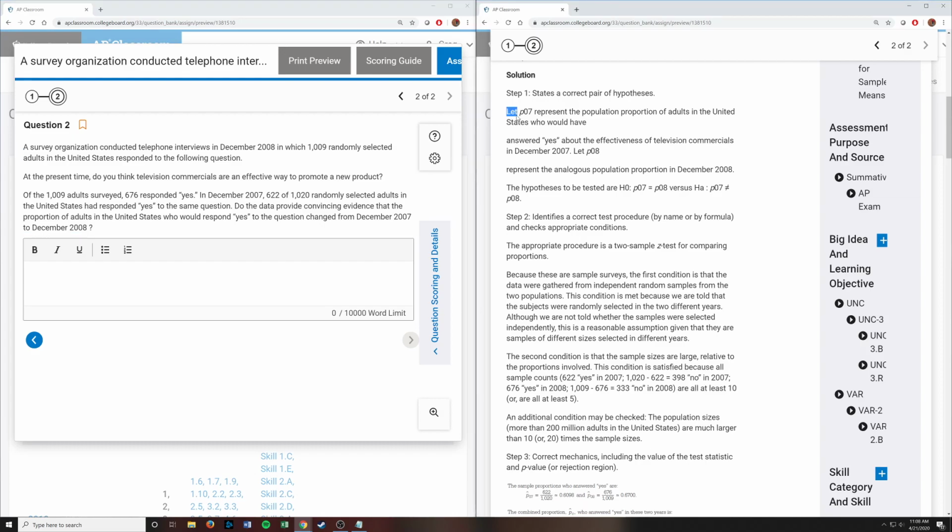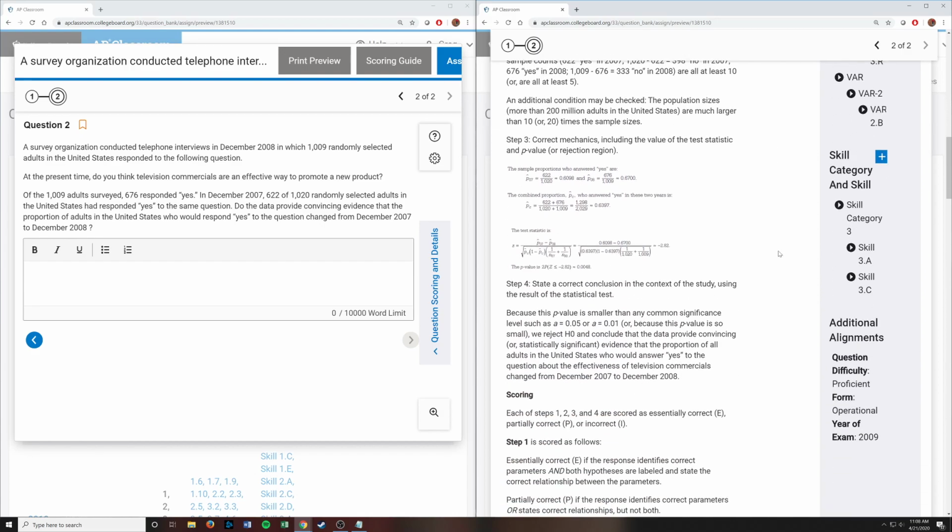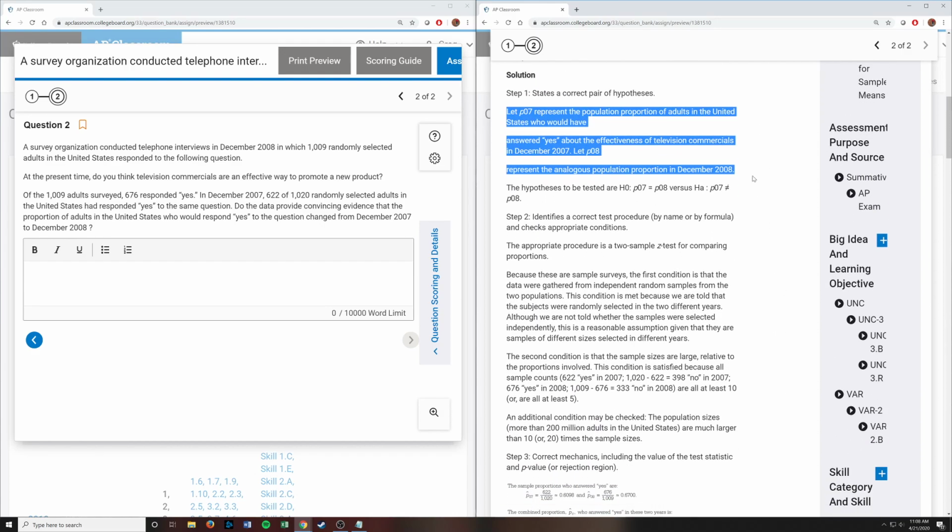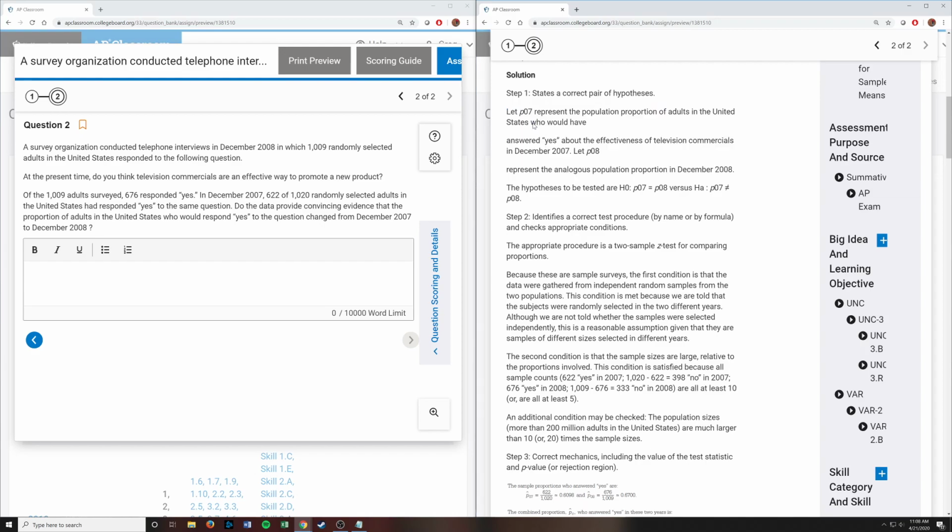This is really funky type here. It's not great. This is from 2009 also. They define their variables first off. I probably could have done a better job telling you all in the hypothesis test that we did in class to define your variables. So they're going to let P07, and the 07 would be a subscript, represent the proportion of adults in the United States who answered yes in 2007, and then they've got 2008 as well. That means the same thing for 2008.